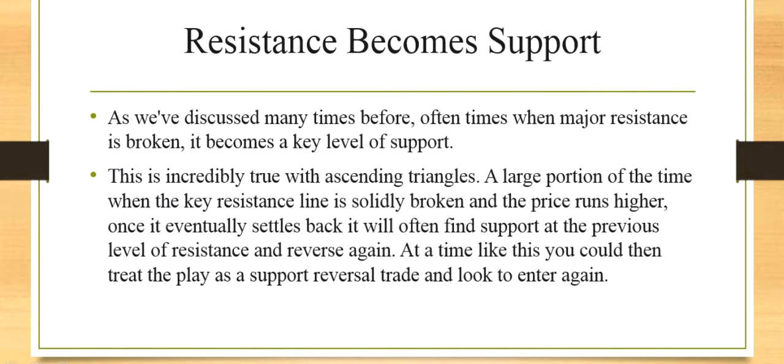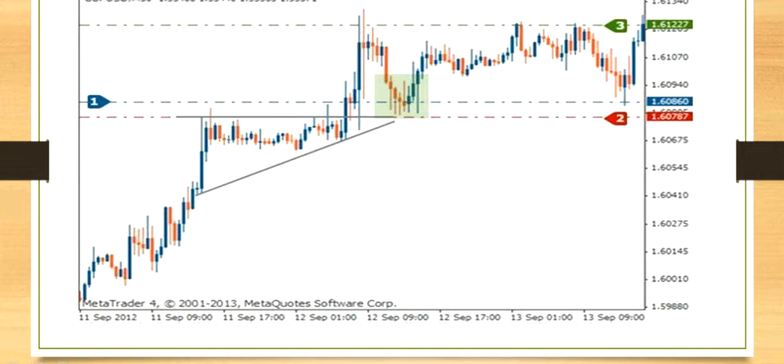So if we go and look at some examples here, you can see we have the ascending triangle forming here, ascending support, horizontal resistance. We end up getting the breakout here. We push higher, goes up, and then what does it start to do? Starts to retrace, starts to settle, and then if you see here, it ends up bouncing and reversing again right at that previous resistance point. So that's now a level of support.